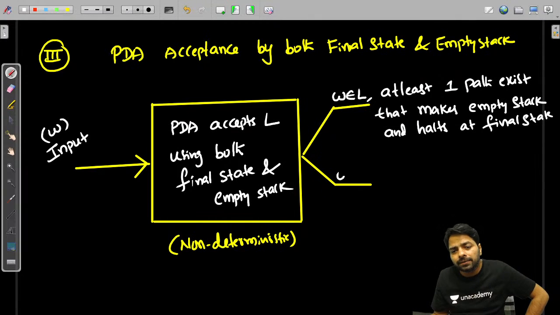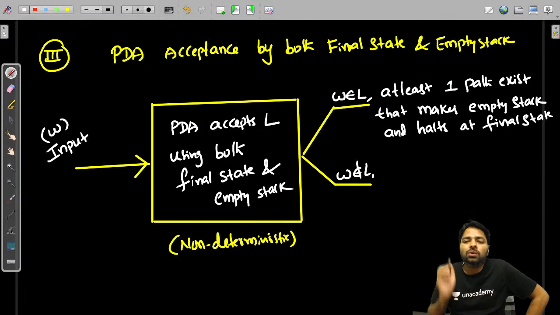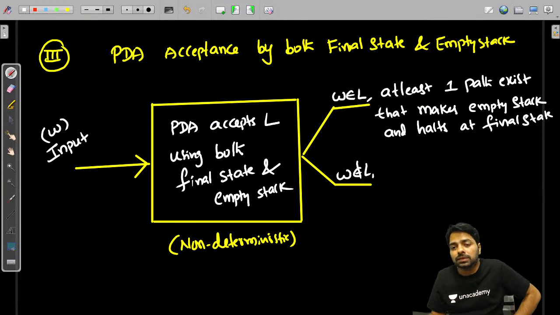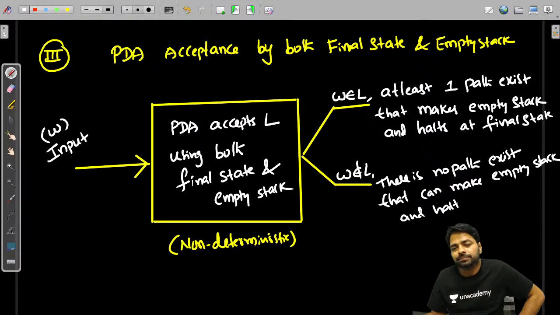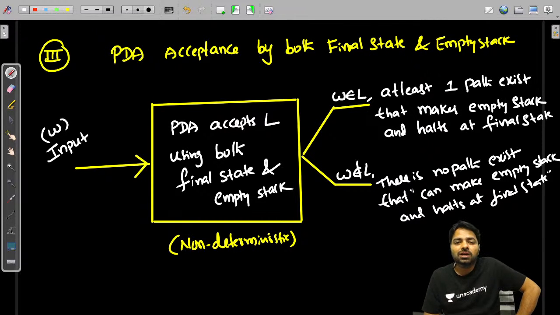And if W is not in L, that's not going to happen. You can't show that there is a path that can make the stack empty and halt at final both simultaneously. There is no path that can make the stack empty and halt at final. That's not going to happen. Clear this point? This is the definition of the mechanism using both final state and empty stack.